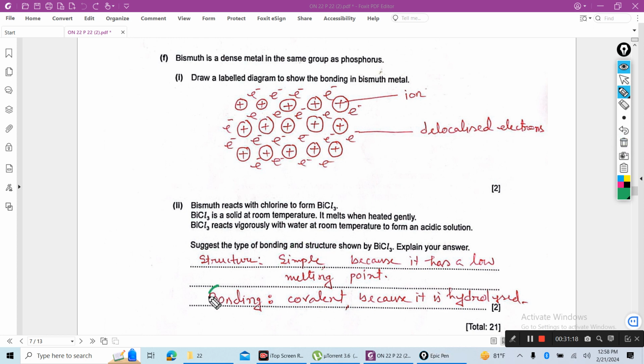Now, what type of bonding is present? Bonding is covalent because it is hydrolyzed, as bismuth trichloride reacts vigorously with water at room temperature to form an acidic solution. So bonding will be covalent because it is hydrolyzed.